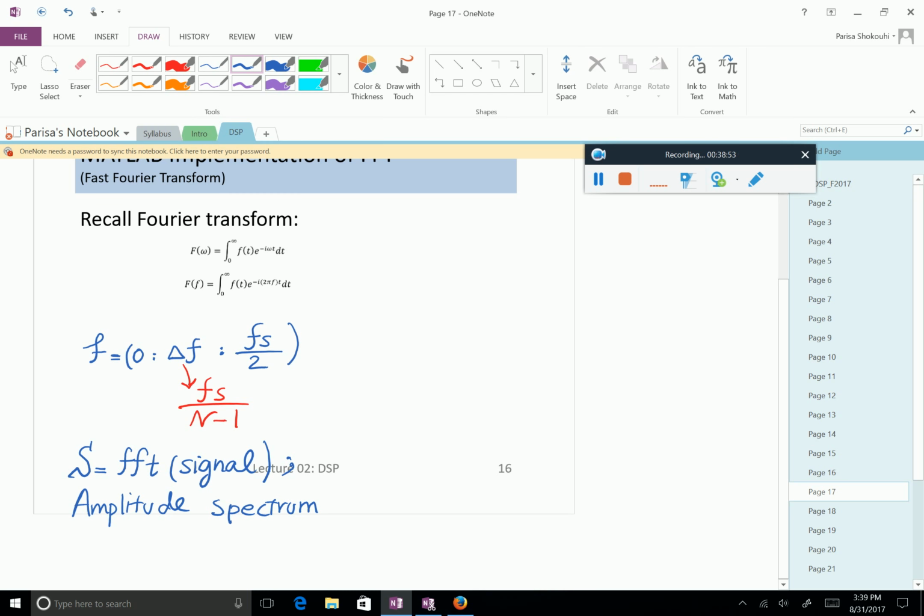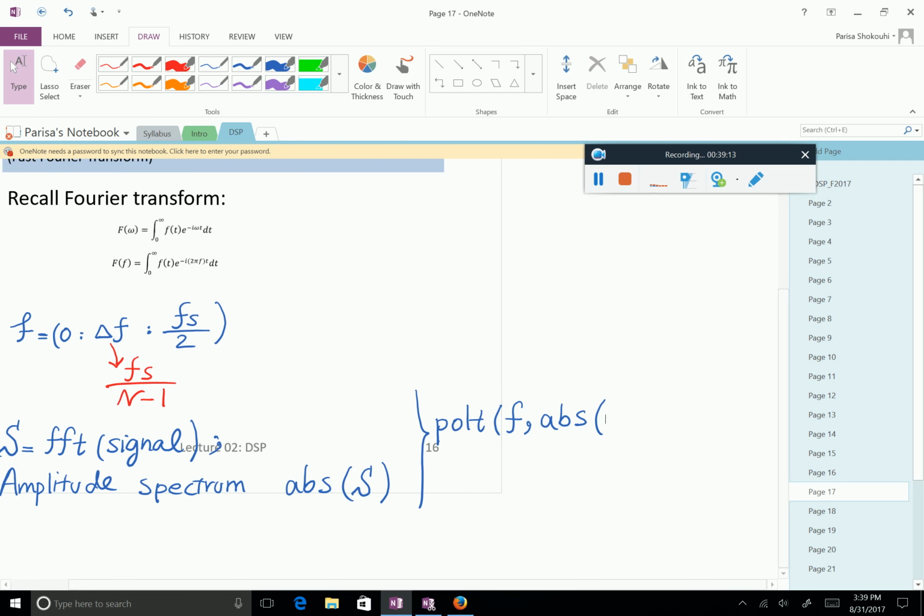That means we have to look at the absolute value. So you want to look at the absolute value of S. So at the end, if you plot F and the absolute value of the FFT of S, you are going to get your amplitude spectrum.